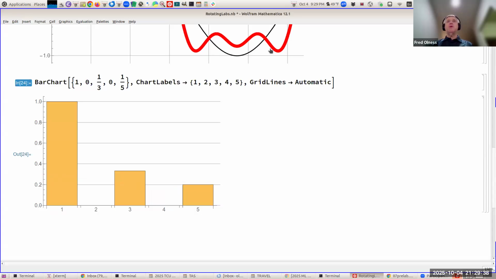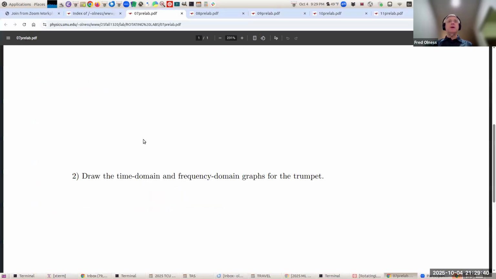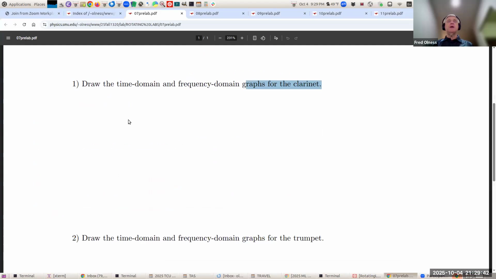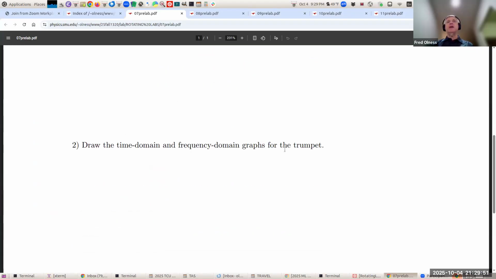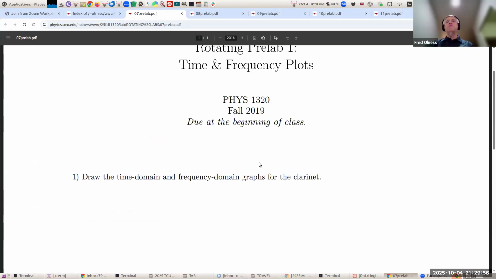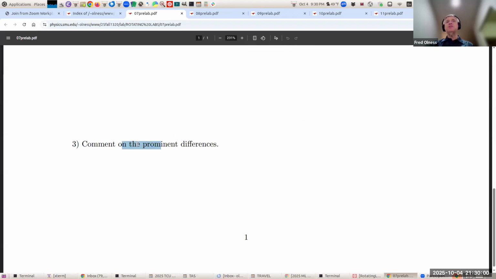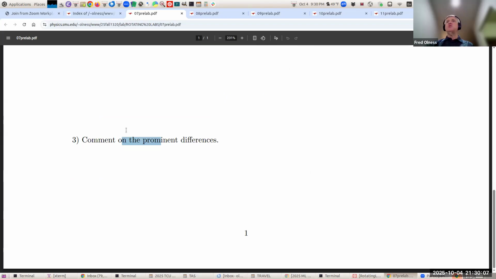And so that's what we want. And coming back to the pre-lab, basically, sketch the pieces and then add them up to get the approximation. For the trumpet, that's a sawtooth. 1, 2, 3 is good enough. For the clarinet, 1, 3, 5 is good enough. And of course, the primary difference is one's odd, one's even, and that gives you the very characteristic shapes. That's what we're looking for there.